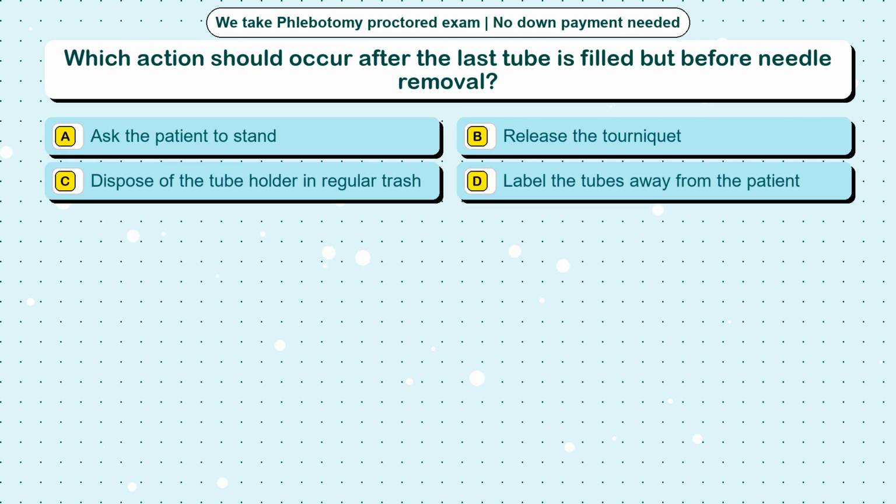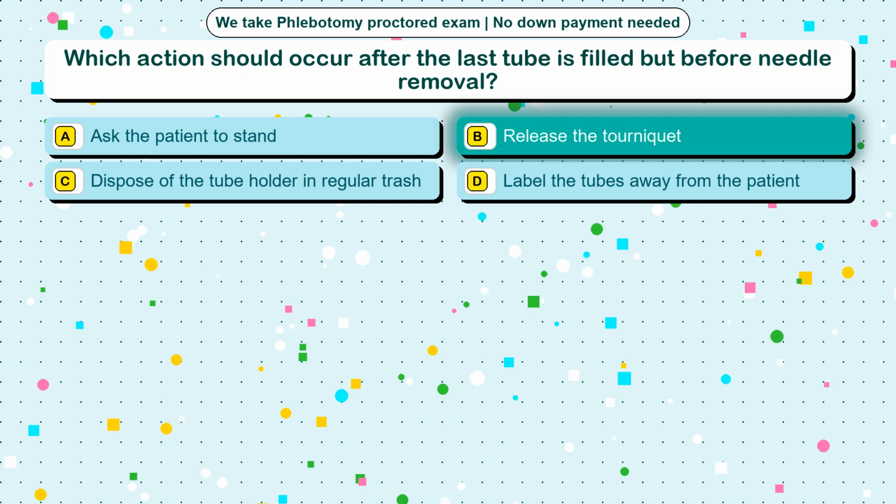Question 4. Which action should occur after the last tube is filled but before needle removal? Option A. Ask the patient to stand. Option B. Release the tourniquet. Option C. Dispose of the tube holder in regular trash. Option D. Label the tubes away from the patient.